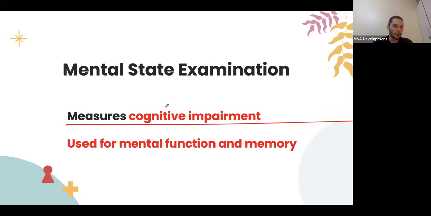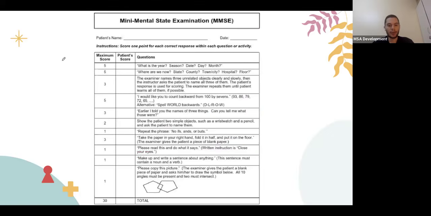Mental state examination, we already said this. It measures cognitive impairment and it's used for mental function and memory. Please memorize. Now, this is how the mental state examination is. It's a 30-point score. They ask them a couple of questions and they assess the mental function.